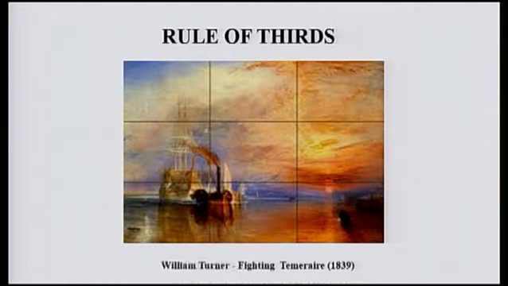Another example is this landscape of William Turner. In this painting, we can observe the horizon falling on the lower horizontal line and the ships intersecting along the first vertical line. Placing the ships slightly off center gives the piece a sense of dynamic movement.